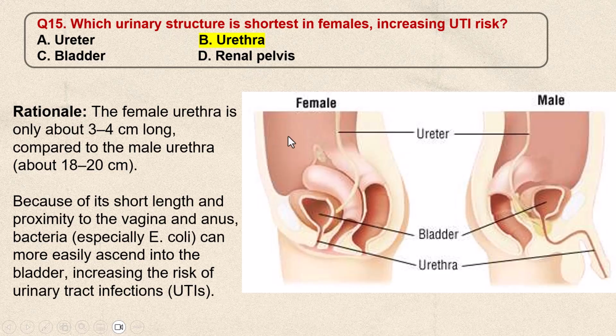Urethra. When you compare the male and female urinary system, the female urethra is very short, but the male urethra is long because it passes through the penis. So the female urethra is only about 3 to 4 centimeters long compared to the male urethra, which is about 18 to 20 centimeters. Because of the short length and the proximity to the vagina and anus, bacteria, especially E. coli, can more easily ascend to the bladder, increasing the risk of urinary tract infection in females.